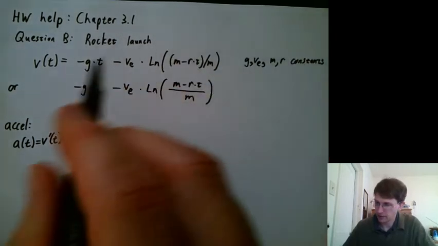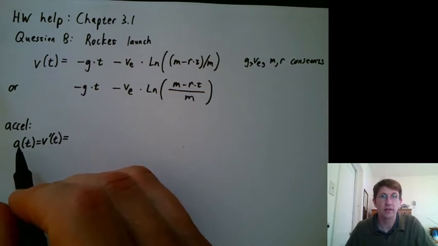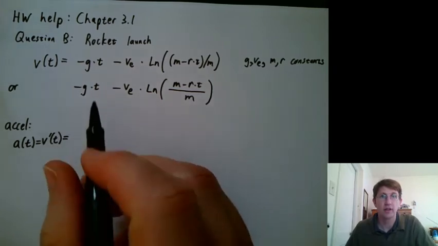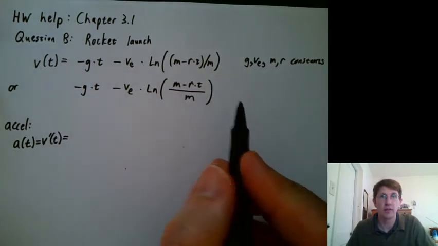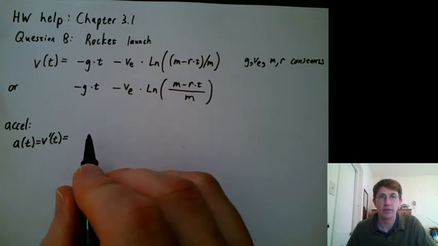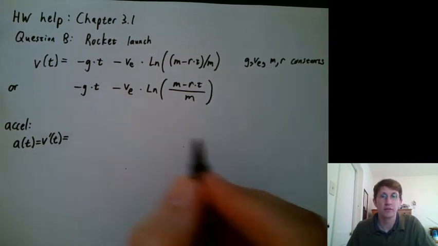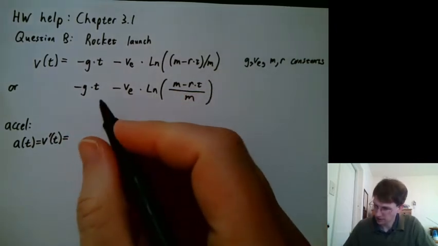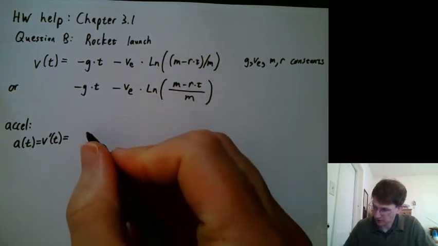So it says write the acceleration function, and acceleration is the derivative of velocity. So we want to take the derivative of this function. You probably tried this already, but it's not a bad idea to do it again from scratch if you don't mind. All right, hopefully you're back from that.